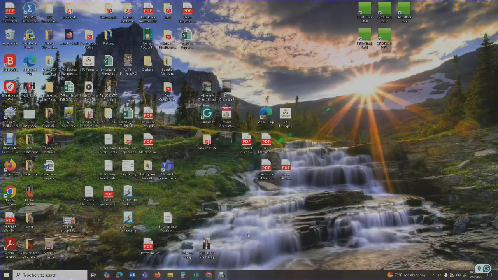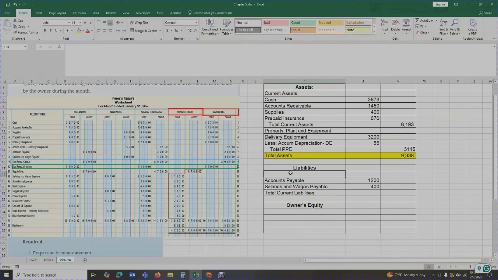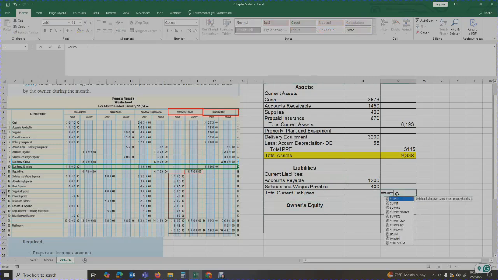So let's go back and let me label my liabilities as current liabilities. That way we know what kind of liabilities they are. They are current liabilities, and I misspelled liabilities. There we go. So for my total current liabilities, we're going to add those two together, and that's going to give me 1,600. That is my total current liabilities.